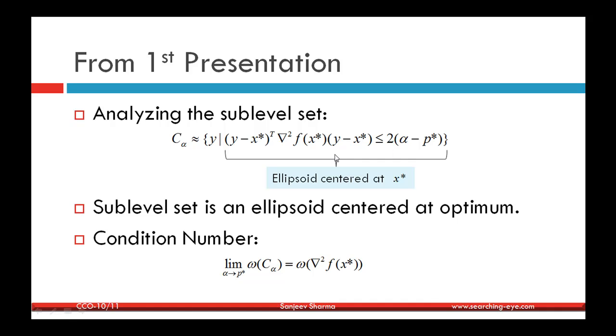and we have also discussed that the alpha sublevel set is an ellipsoid centered at the optimum, and therefore the condition number of the alpha sublevel set is the condition number of the Hessian of the function at the optimum, which is an ellipsoid centered at x star. So this is an equation of the ellipsoid, and the ellipsoid is centered at x star.